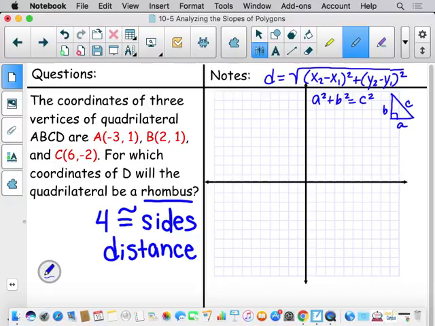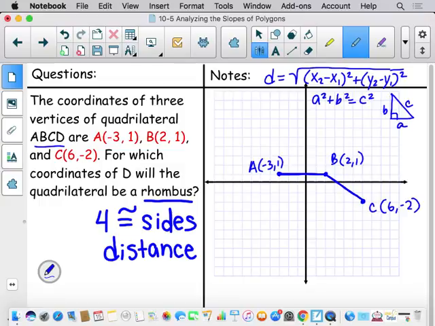So A is negative 3, 1. So here's A, negative 3, 1. B is 2, 1. C is 6, negative 2. All right. Now I have to connect them in the order of the letters here because it said over here quadrilateral A, B, C, D. So that tells you the order that you connect them to each other.